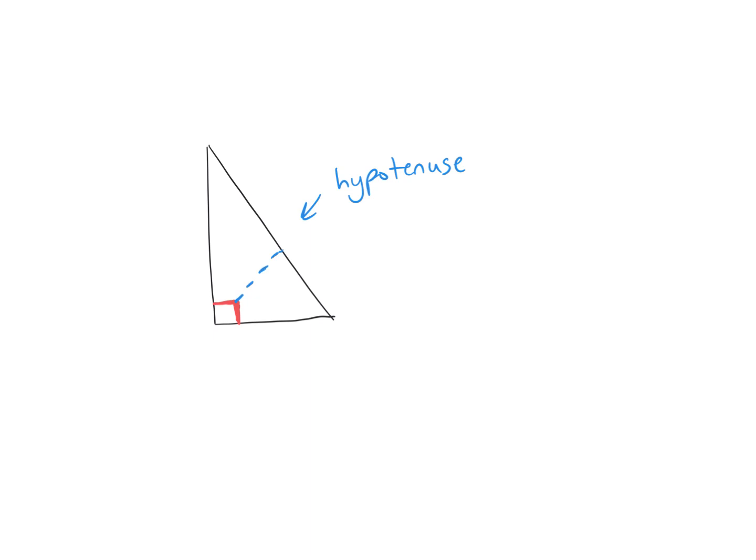Does anyone know what we call the other two sides? Legs. Yep. So these other two sides are called the legs of the triangle. Okay, so key parts of a right triangle are the right angle, the hypotenuse, and the two legs.